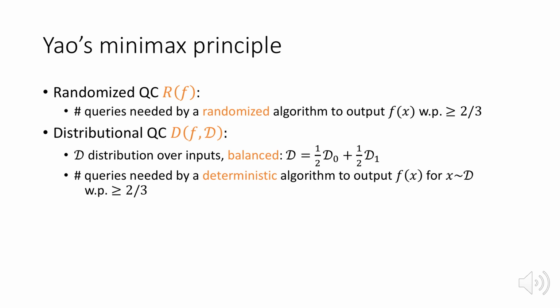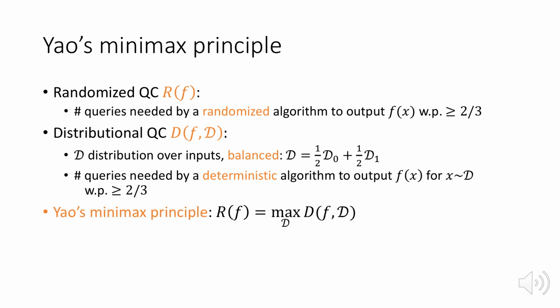Here, we can assume without loss of generality that the input distribution D is balanced. This means that a half of its probability weight comes from some distribution D0 on inputs that evaluate to 0, and the other half from some distribution D1 on inputs that evaluate to 1. So one can also think about the distributional complexity as a task of distinguishing between D0 and D1.